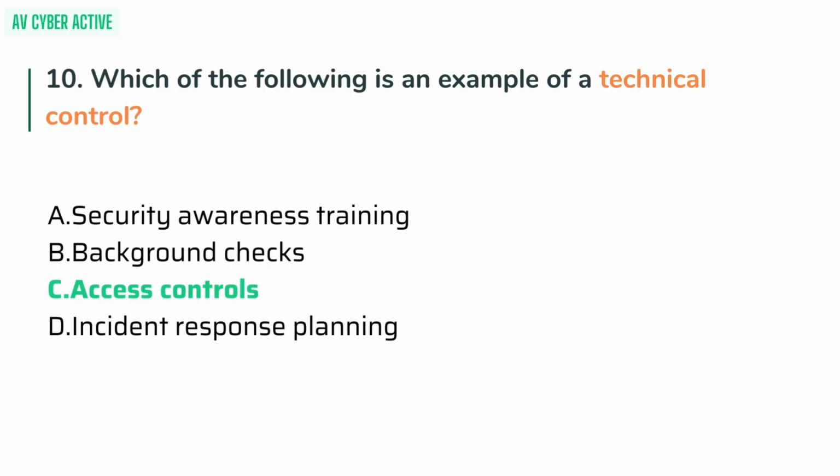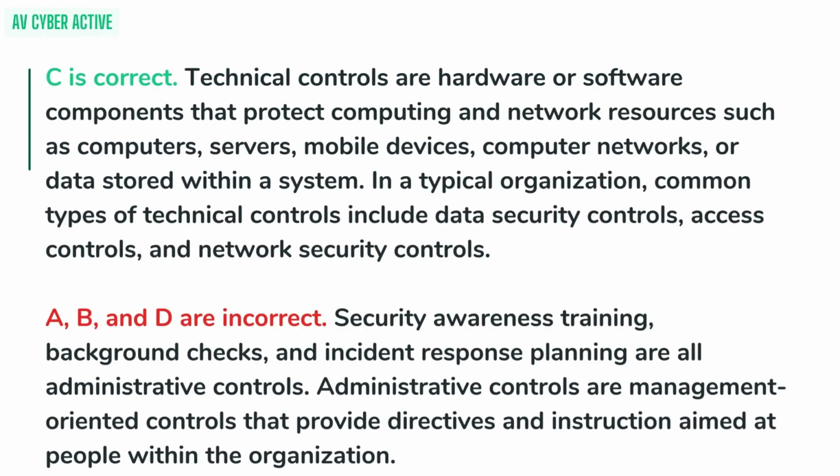Technical controls are hardware or software components that protect computing and network resources such as computers, servers, mobile devices, computer networks, or data stored within a system. In a typical organization, common types of technical controls include data security controls, access controls, and network security controls.